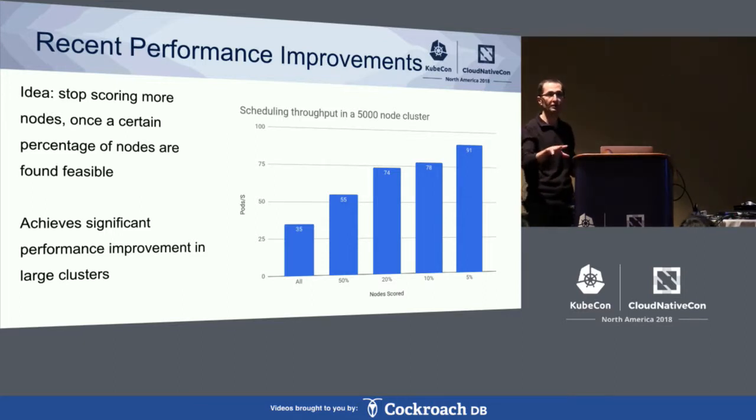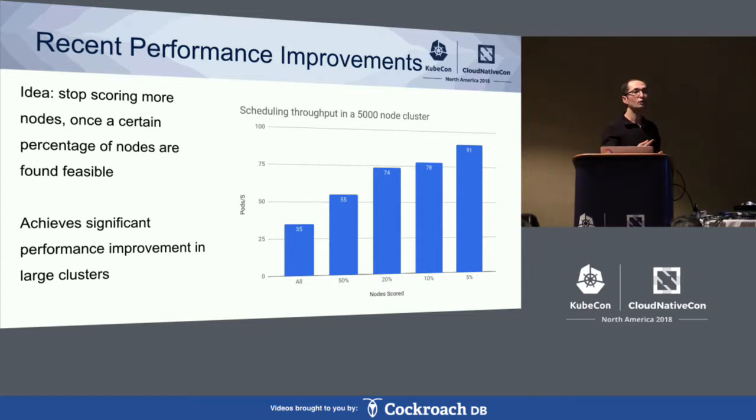But the Kubernetes scheduler didn't have this feature. Basically, let's say in a 5,000 node cluster, it would scan all the nodes for every single pod all the time. And as a result, of course, performance would drop. But in large clusters, like a cluster of 5,000 nodes, we don't really need to scan all the nodes every time. For example, the scheduler can say, OK, I have already found 500 feasible nodes. Let's pick one of them and move on.